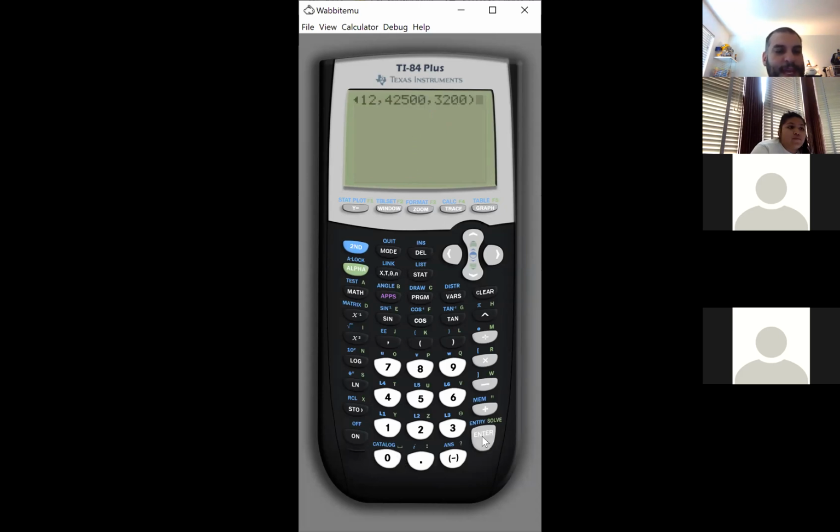You press paste, you press enter. And if you look at it, it'll give us exactly the same answer that we got when we did it using ClassCalc. Any question in regard to people using the TI-83 or 84? All right.